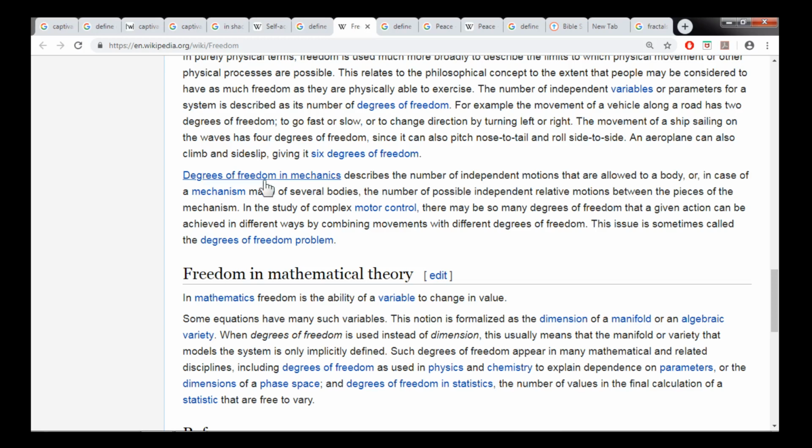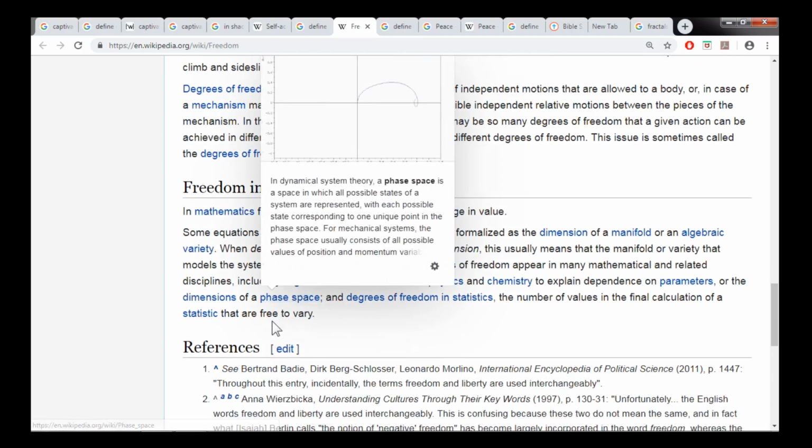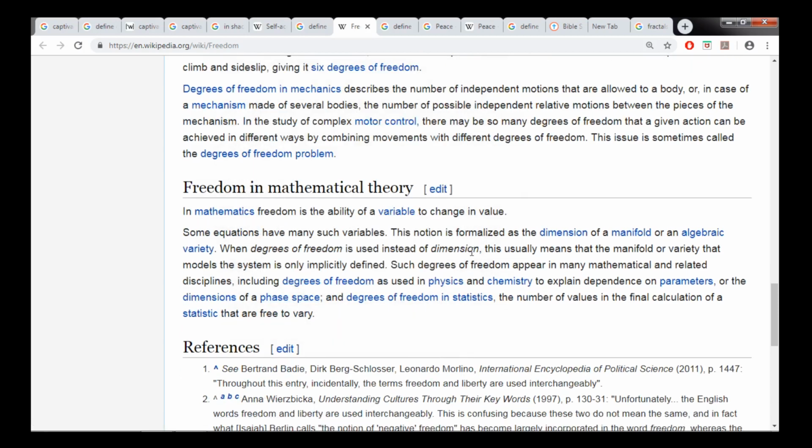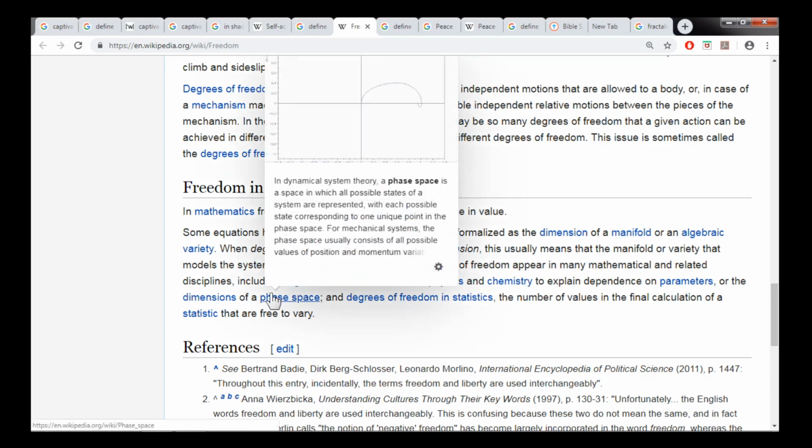What is going on? Freedom in mathematical theory. In mathematics, freedom is the ability of a variable to change in value. Some equations have many variables. This notion is formalized as the dimension of a manifold or an algebraic variety. When degrees of freedom is used instead of dimension, this usually means that a manifold or variety that models the system is only implicitly defined. Such degrees of freedom appear in many mathematical and related disciplines, including degrees.